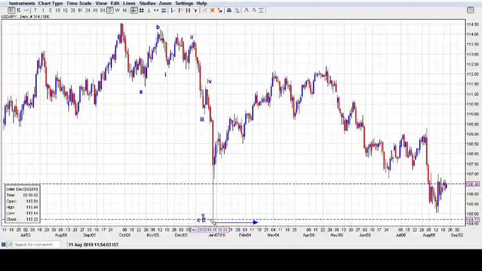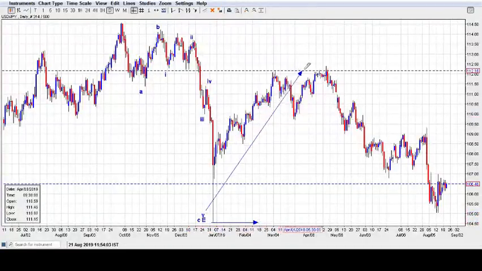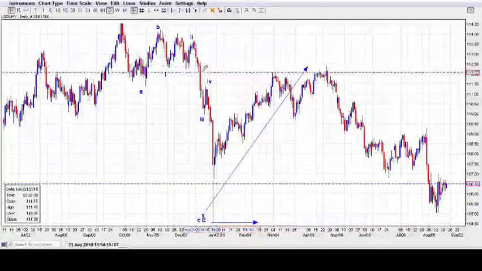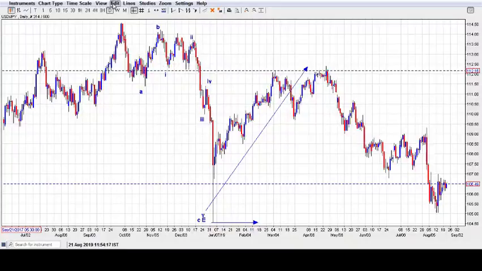All right, now that rally was in 5 waves. You can label that as well.